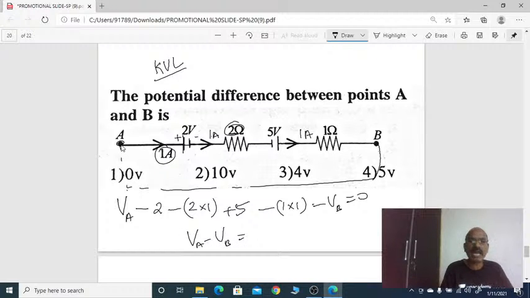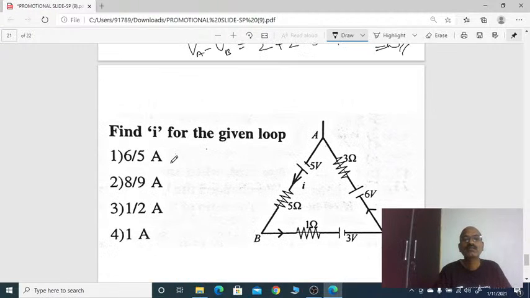The potential difference between A and B means VA minus VB equals, taking all the others to the other side, 2 plus 2 minus 5 minus 1. The minus of mine, take all to that side, plus 1. You will get 4 minus 5 plus 1, that is 0. So option 1 is correct. It is 0 volt. Yes, Nilanshu, correct. 0 volt. Then come to the last one.